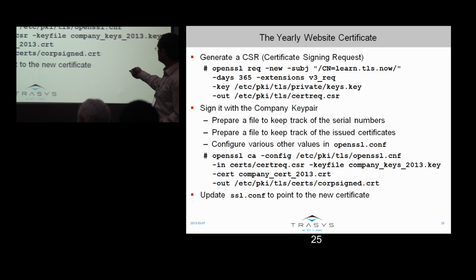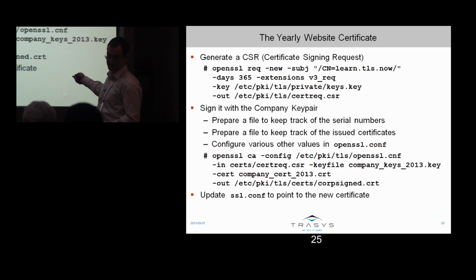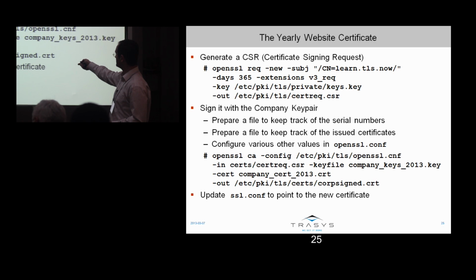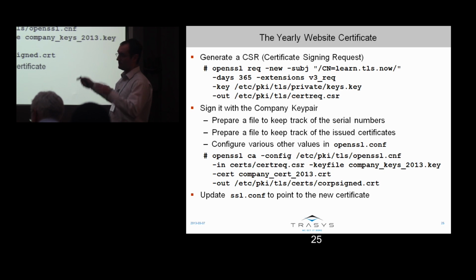I've specified the subject again. It's the website this time, because this is a site certificate. And I'm choosing 1 year for duration, and I'm using the non-CA options section from the configuration file. And I'm outputting it not where the certificates are stored and not where the private keys are stored, but one level higher, so I don't mix up certificates with signing requests.